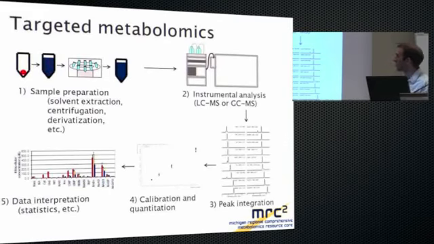The first step of any metabolomics experiment, including targeted, is sample preparation. Lee's already covered this in very good detail: solvent extraction, sample prep, basically getting your samples ready to be put on the instrument. Then we do instrumental analysis, which I touched on briefly, and we'll demonstrate in more detail later this afternoon, by LCMS or GCMS or CEMS.